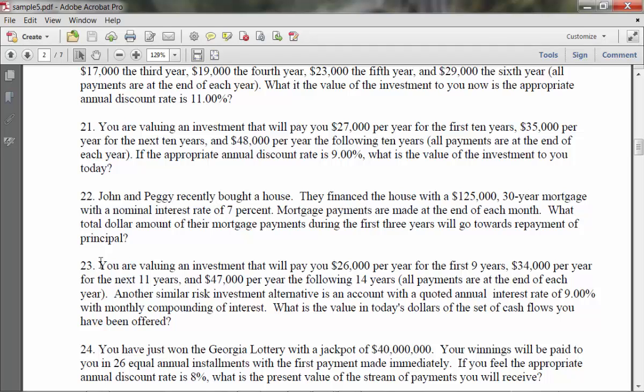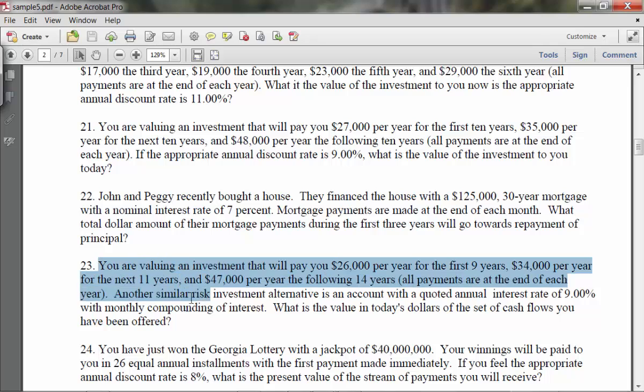They don't tell you, once you get that money, how much interest you can get on investing it. But they do tell you that another similar risk investment alternative is an account with a quoted annual interest rate of 9%, but interest compounds monthly. What is the value in today's dollars of the set of cash flows you have been offered?